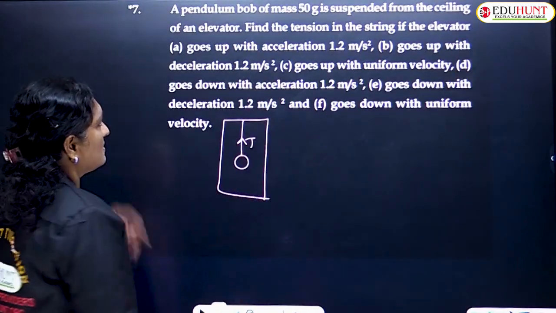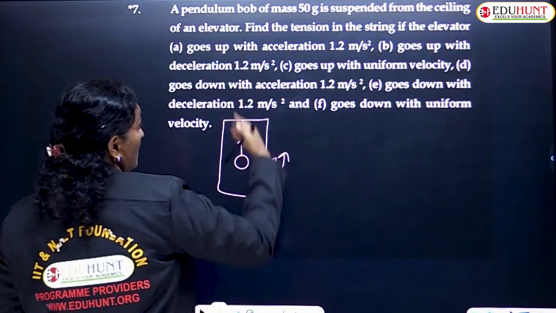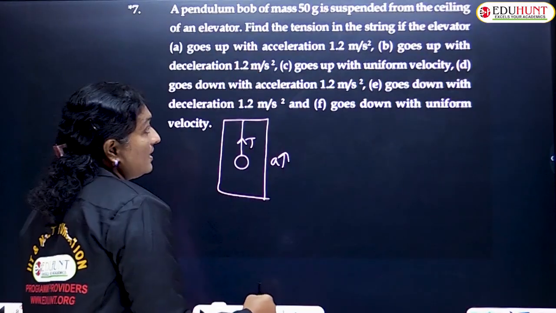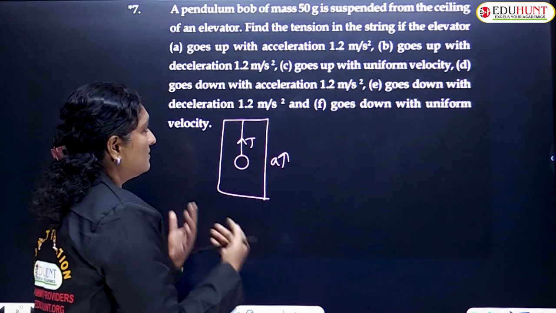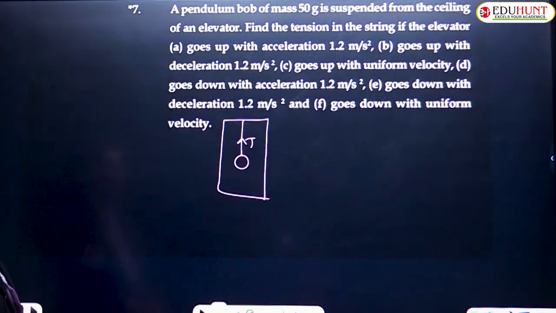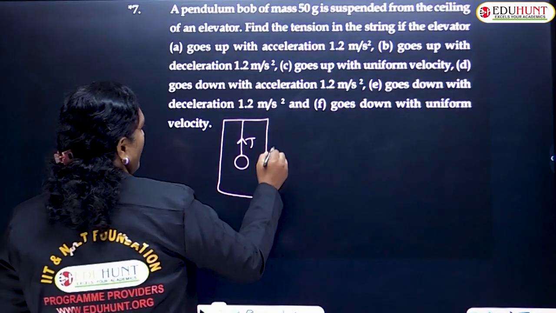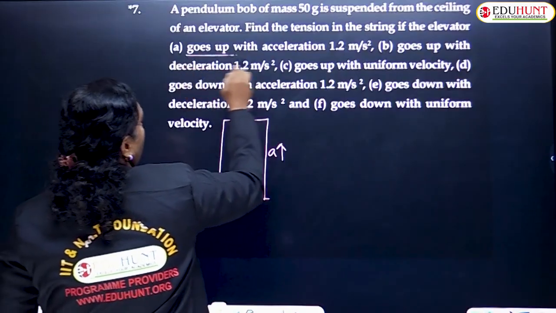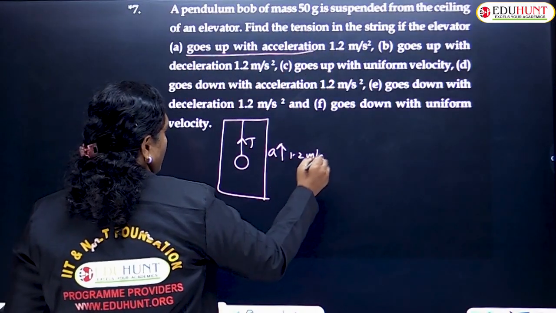For the first case, the lift is going upward with some acceleration. Second case, going up with some deceleration. Third case, moving with uniform velocity upwards. Next, downwards. So like this, different cases have been asked. Let us try to solve all. So find the tension in the string if the elevator is in case 1, going up with an acceleration of 1.2 meter per second square.